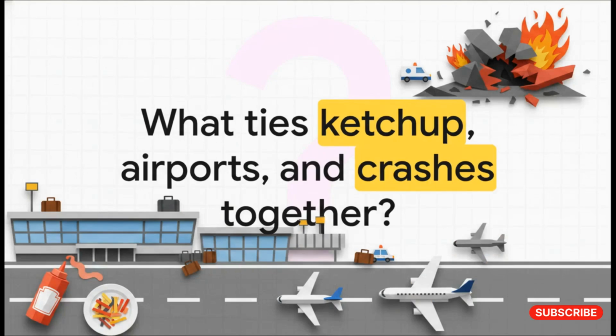What do a ketchup bottle, a crowded airport terminal, and a fatal plane crash have in common? I know, right? It sounds like the setup to a really strange riddle, but it's actually the core of our journey today. We're going to see how design principles scale all the way from mundane items sitting in your fridge to massive logistical systems and eventually to literal life-or-death stakes.